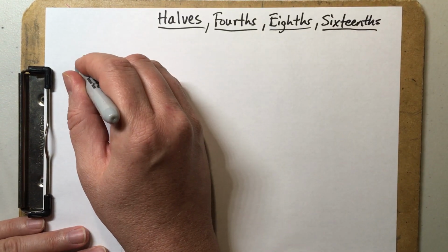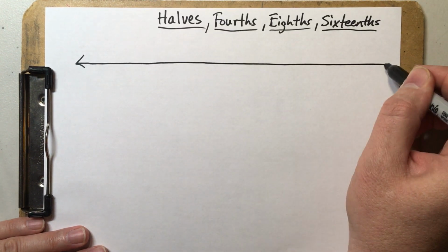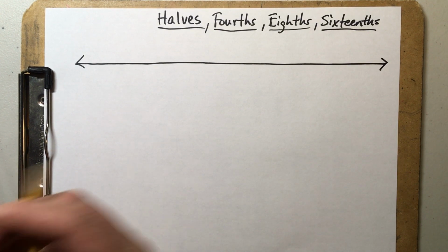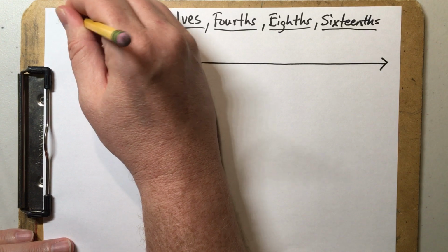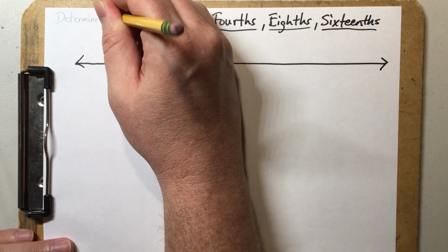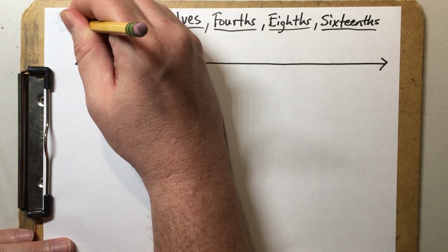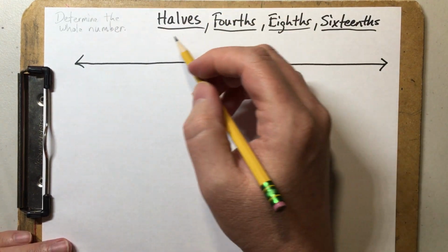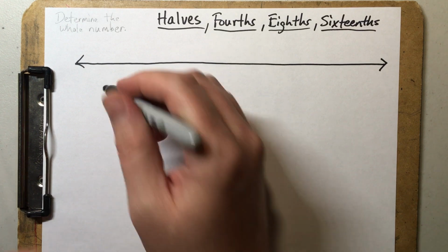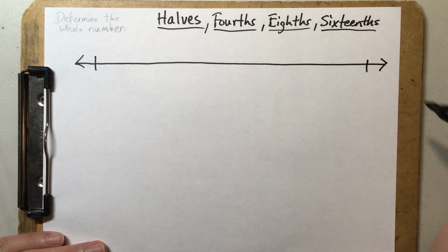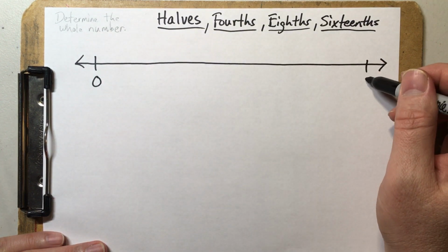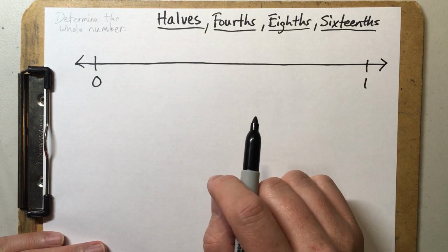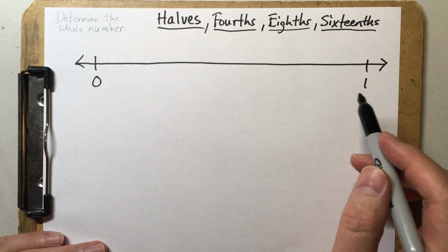Okay, so what I'm gonna do is my double arrowheads like this. And the first thing we have to do that's very important is determine the whole number. What is the whole number? And of course, I'm a third grade teacher, and where I'm teaching, 0 to 1 is the whole number, okay? And really they say the distance from 0 to 1 is one whole, okay? So now what we have to do is partition these.